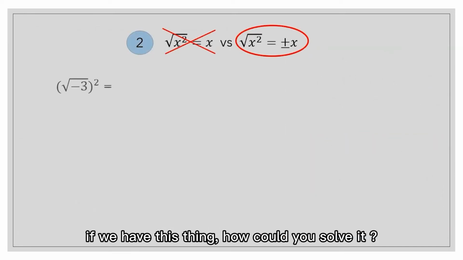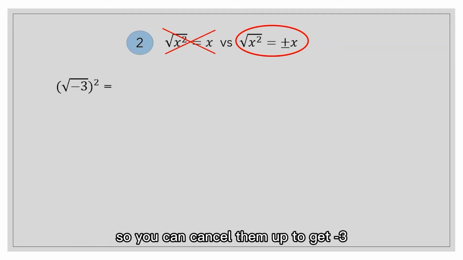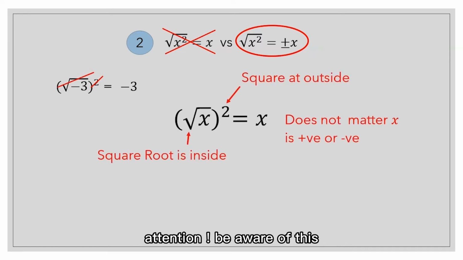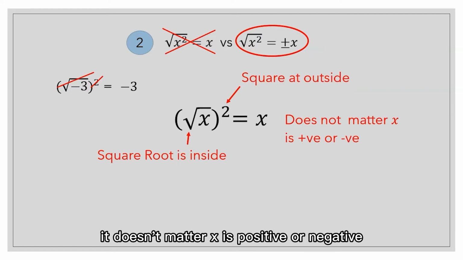Now let us look at question 2. If we have this, how could you solve it? Since square root is inside and square is outside, you can cancel them to get negative 3. Attention, be aware of this. When square root is inside and square is at the outside, it doesn't matter whether x is positive or negative, you can straight away cancel them.